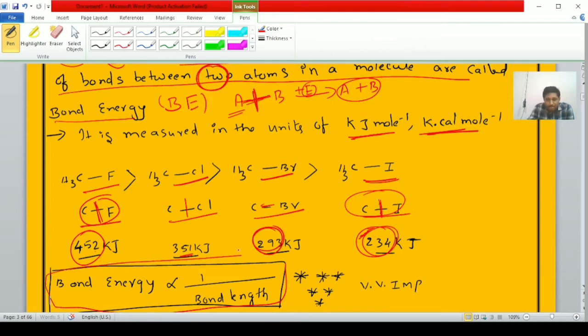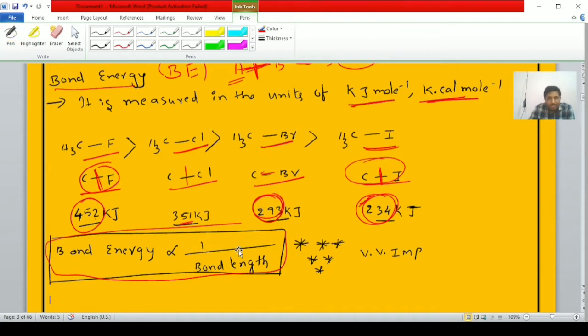The bond energy is inversely proportional to the bond length. Very, very important, student. Very, very crucial. The bond energy is inversely proportional to the bond length. Just now we were discussing, student, the bond length order.